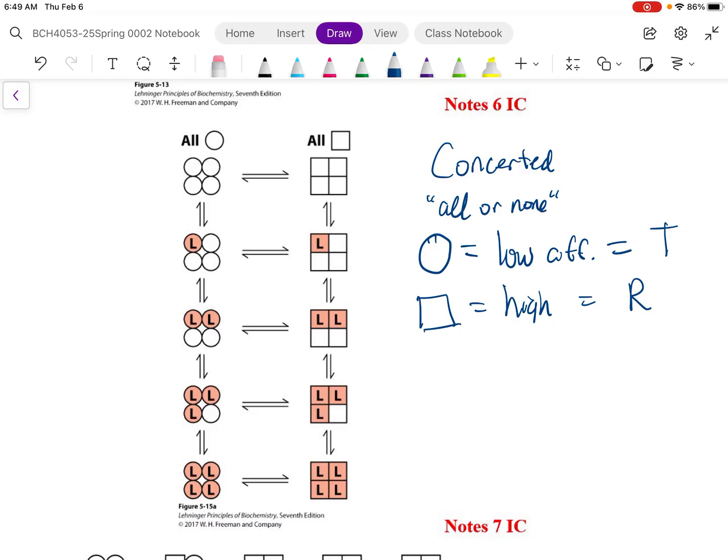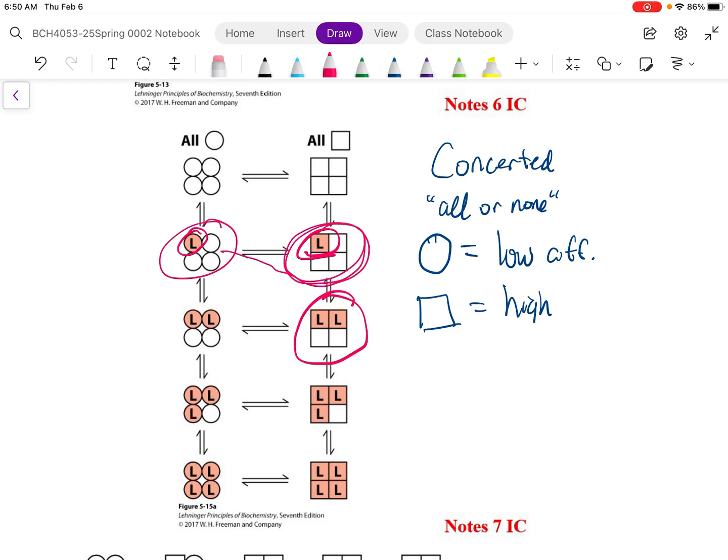So there's this idea here that we have low affinity states and high affinity states for whatever ligand we're looking at. So we'll get rid of that T and R. What happens here is that when a ligand binds, you see how all of them change? One ligand binds, there's 4 circles, and then it turns into what? All high affinity states. And then that high affinity state can grab another ligand.